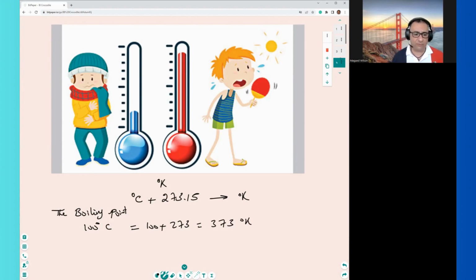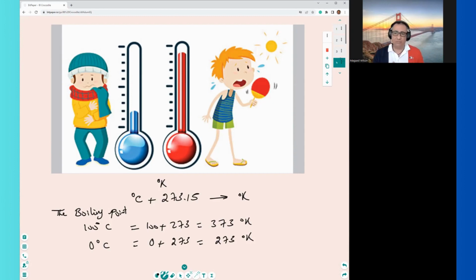What is the freezing point of water? Let's say 0 degrees Celsius. So the freezing point is 0 degrees Celsius, but again, this is not an SI unit. So what you're going to do is add 273 to the 0, so 273 degrees Kelvin, and we call this absolute temperature. The word absolute temperature is equivalent to the temperature in degrees Kelvin.